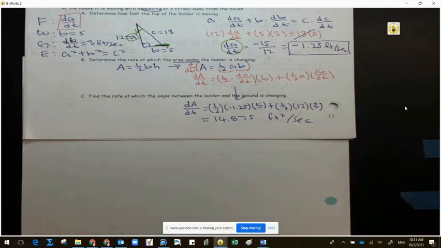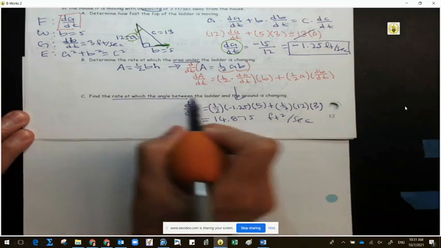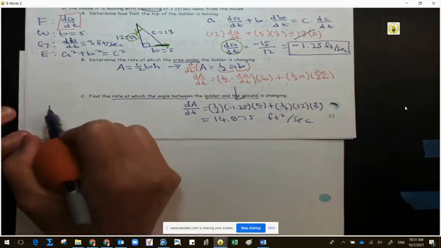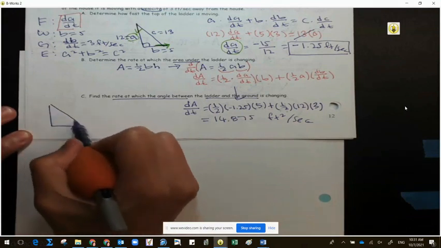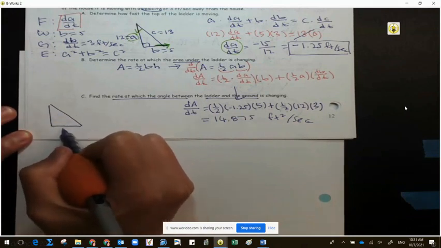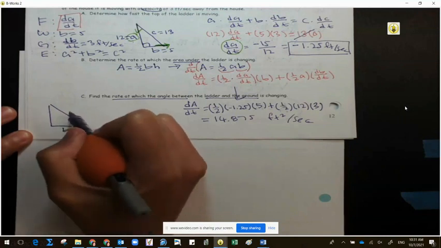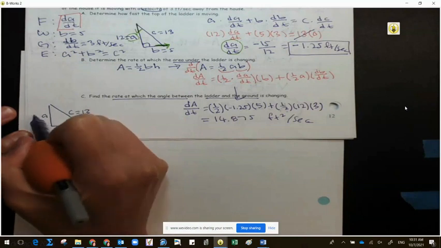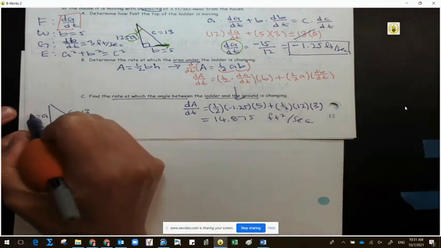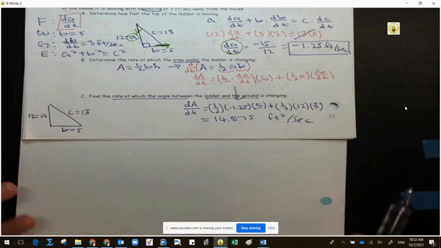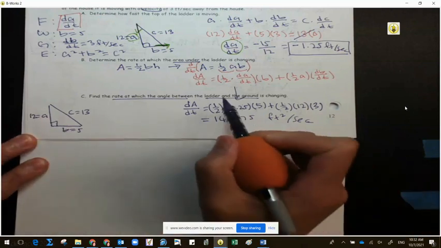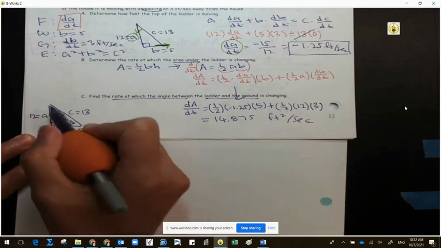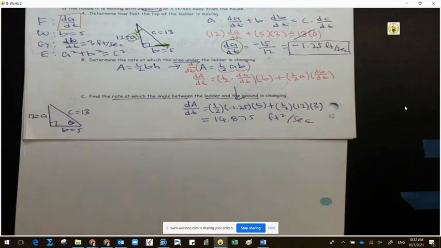All right. So the rate at which the angle between the ladder and the ground. So I'm going to go ahead and draw this image one more time. So here's my image. And here's my ground, which is 5. D is 5. And our ladder C is 13. And how high was the altitude? 12? Yeah? So we have a right angle. So the ladder to the ground is this theta right here, because the ladder is the hypotenuse. The ground is our B value.